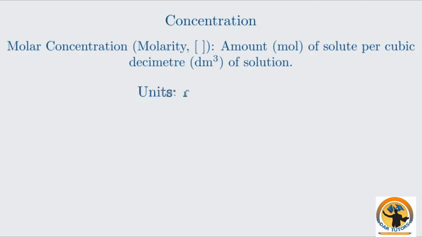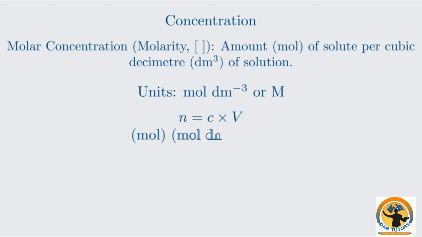Molar concentration is a measure of the amount of solute, in moles, dissolved in 1 cubic decimeter of solution. It's often represented by the symbol M or by square brackets, like [H2SO4(aq)]. The fundamental formula relating moles, concentration, and volume is moles equals concentration times volume, where the volume must be in cubic decimeters. Remember to always use volume in cubic decimeters, which means dividing any volume in cubic centimeters by 1,000.